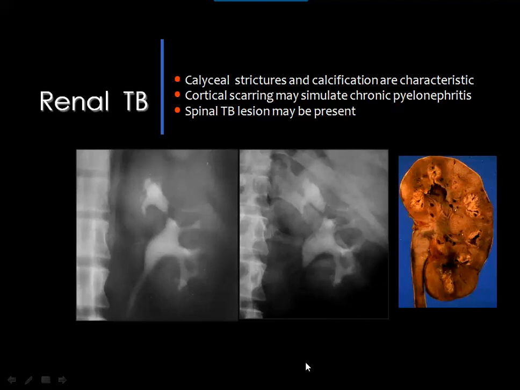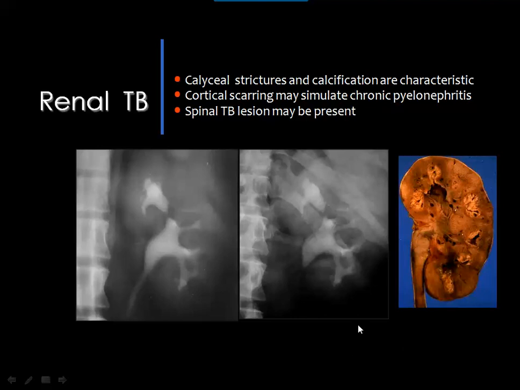The pathognomonic signs for diagnosis of renal TB are two. Number one is the calyceal stricture. Number two is the presence of renal parenchymal calcification. If you see this stricture, which is one of the classic appearances of TB of the kidney and an early sign, and you see renal parenchymal calcification, these are the two most pathognomonic signs.